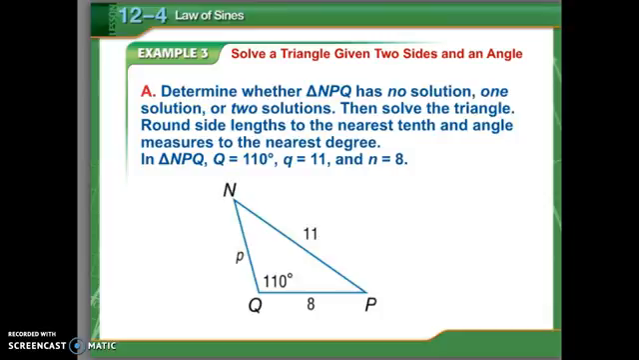So for example 3, it says determine whether triangle NPQ has no solution, one solution, or two solutions, and then solve the triangle. Round side lengths to the nearest tenth and angle measures to the nearest degree. So they're giving us that side NP is 11, side QP is 8, and angle Q is 110 degrees.